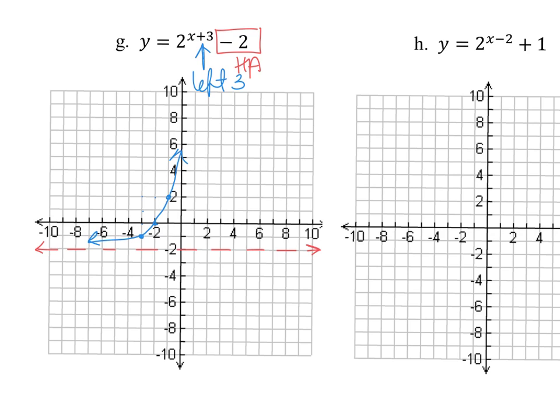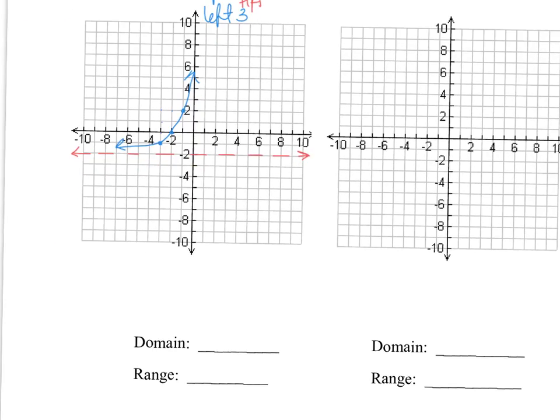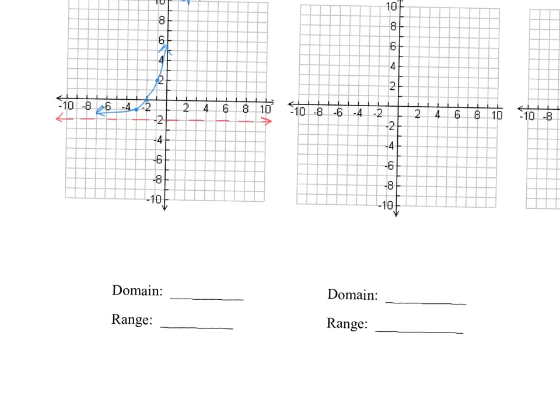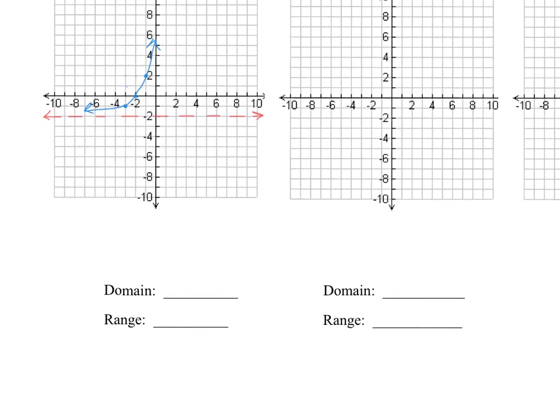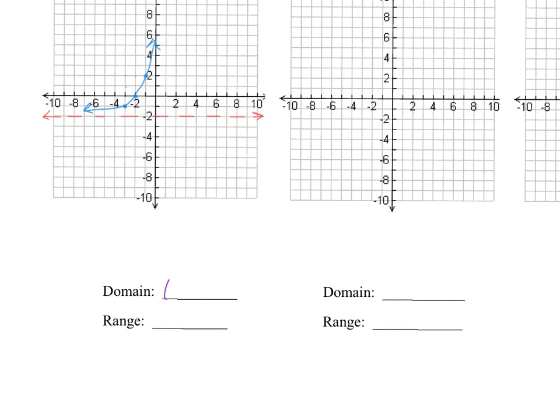And here's your new graph. All right, copy and paste. Domain and range. Well, not necessarily range, but domain at least is copy and paste. -infinity to infinity, right? My range is growth, so it's going to start with my k value, which is -2, and it goes to positive infinity.